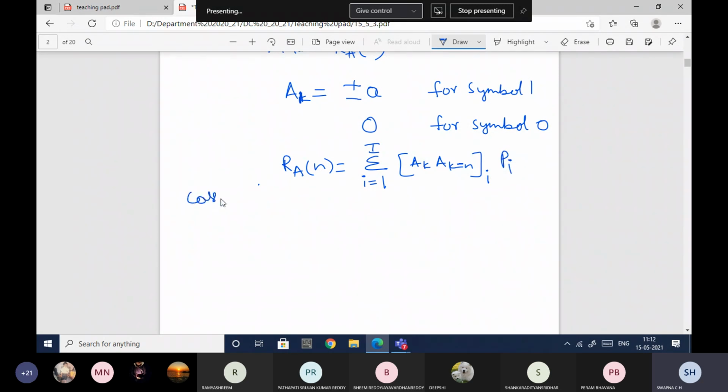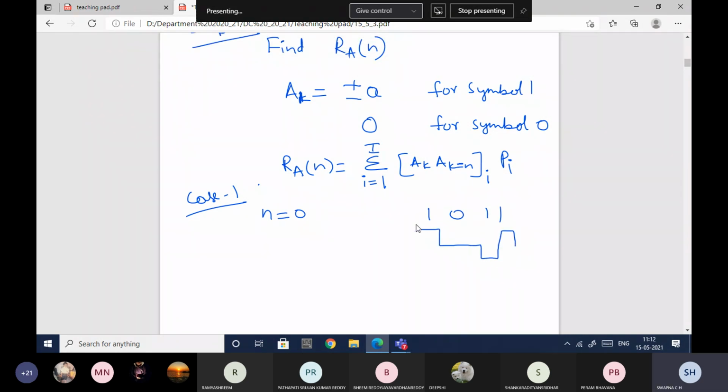Okay, so now let me consider case 1. In case 1, let us take n is equal to 0. When n is equal to 0, it will be of the same 1 0 1 1. Let me consider I have like this. So if this is AK minus n is equal to 0, your RA of 0 is equal to summation i is equal to 1 to I, AK into AK of I pi. So the next AK will also be the same. It is not a shifted version.